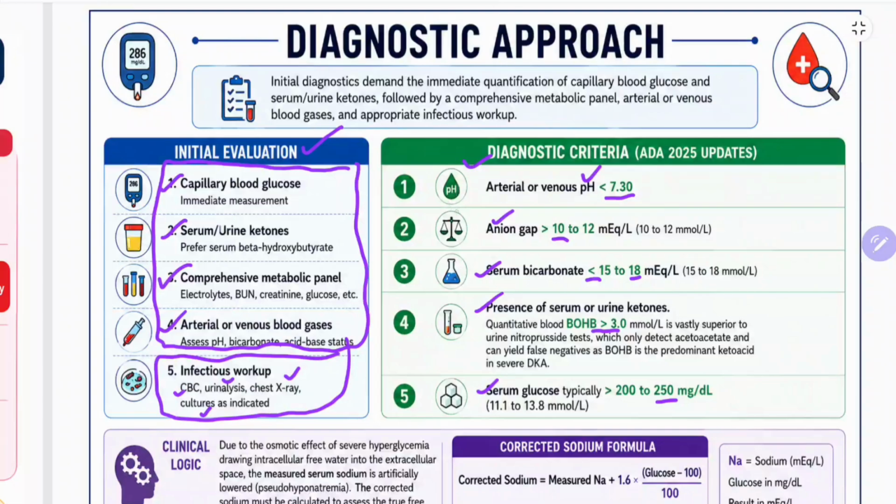pH less than 7.3, anion gap of more than 10, bicarbonate level of less than 18, serum beta hydroxybutyrate level more than 3 millimole per liter, and serum glucose level of more than 250.